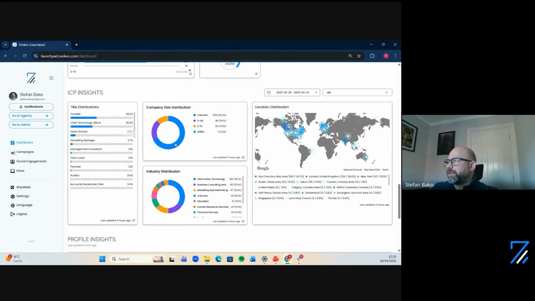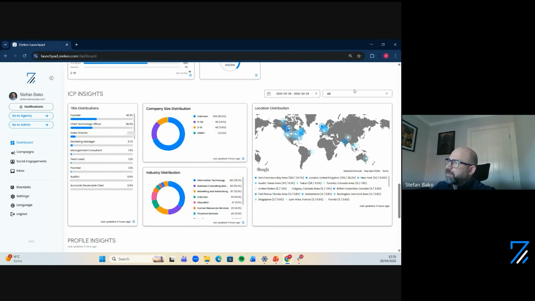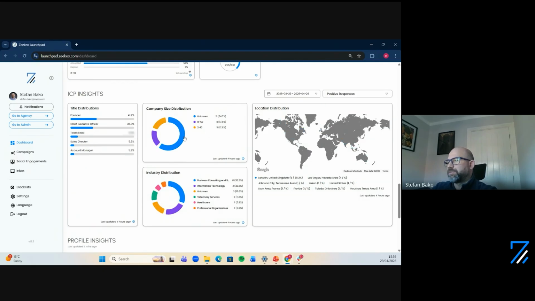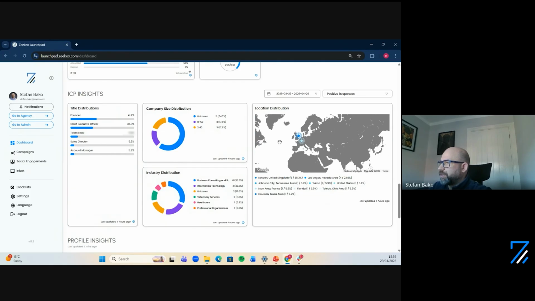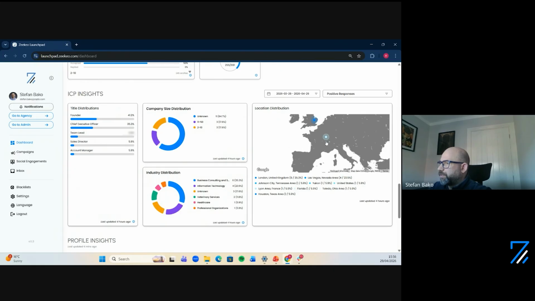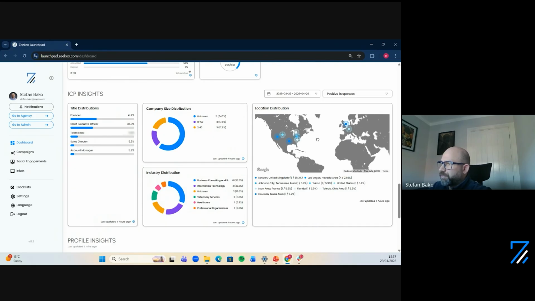Also, you have the ICP insights where you can have everything preset. So you just go for positive responses, and it actually shows you everything about the positive responses, like company size distribution, industry distribution, title distribution, and location. So in locations as well, you can see where the focus is. Mostly UK, a few Europe, and then United States.